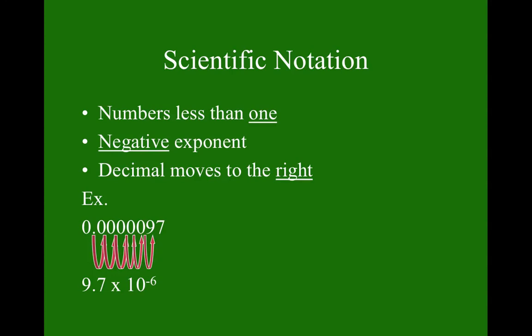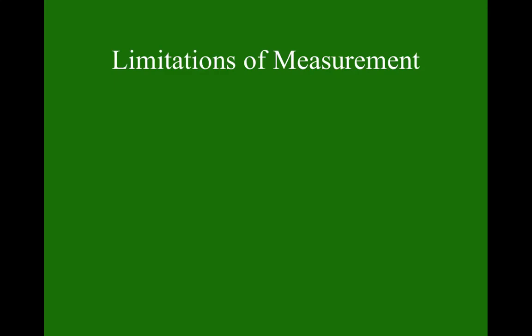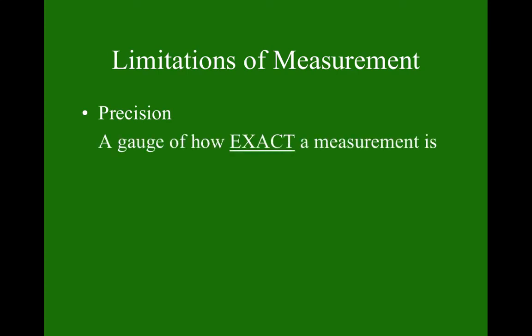Now that's a little bit of review, but the second part here deals with two terms that I've actually been using already, precision and accuracy. And those are tied in with our discussion about measurements. Precision is the first one that we are going to talk about. Precision is a gauge of how exact a measurement is.